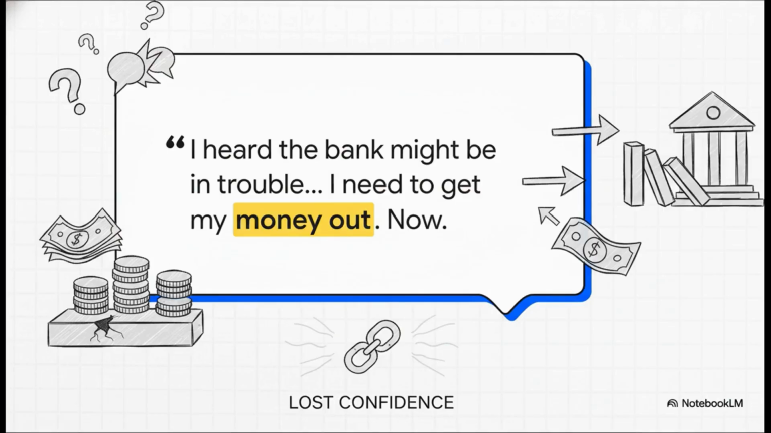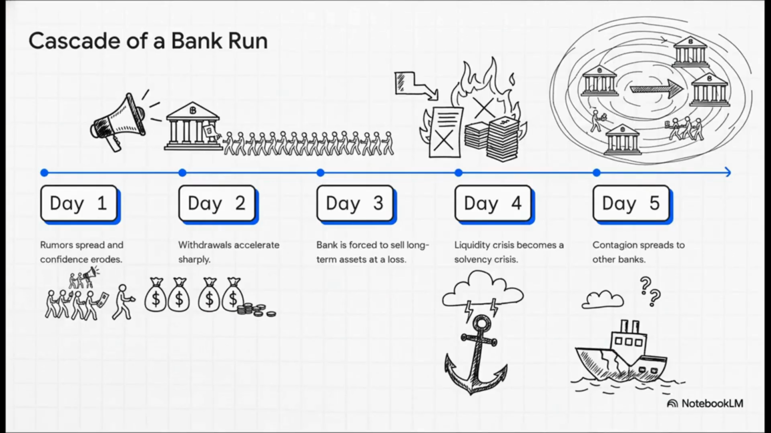But what happens when a rumor starts? When depositors hear that their bank might have made some bad investments or is facing huge losses, the only rational response for any single individual is what you see on the screen: I need to get my money out, now. It doesn't even matter if the rumor is true. The fear itself becomes the trigger for what we call a bank run. And from that one little spark, a terrifying cascade begins.